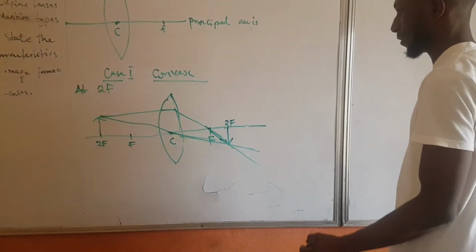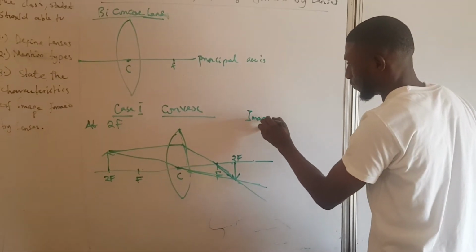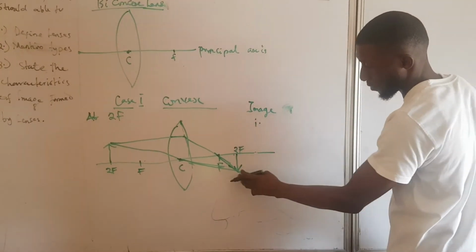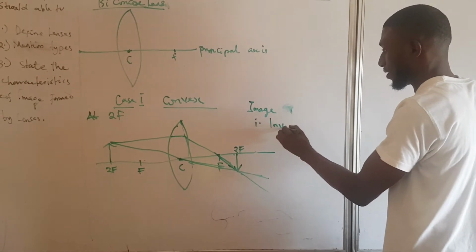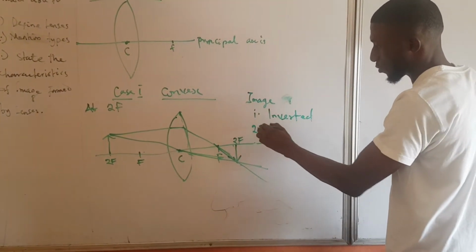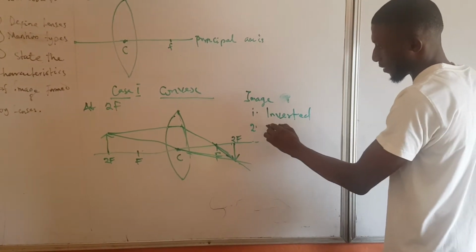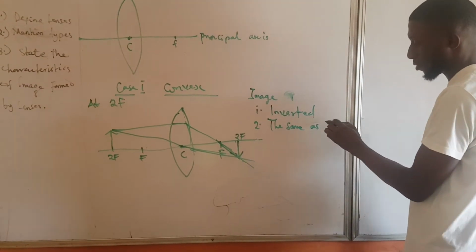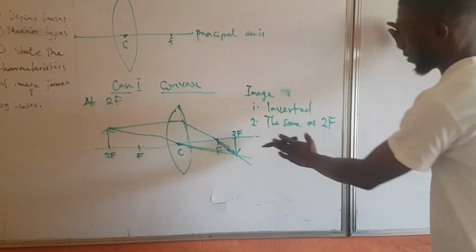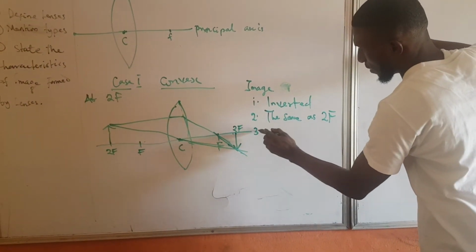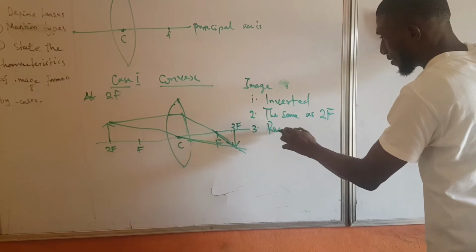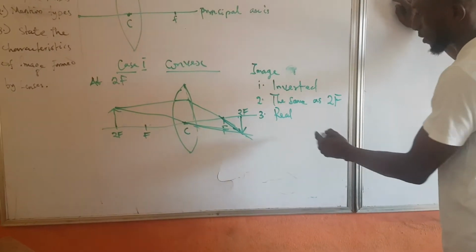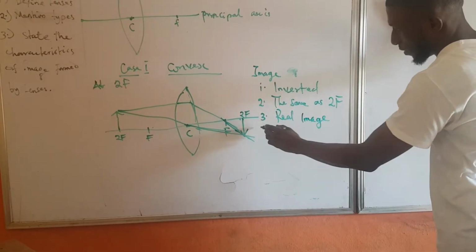Now, what are the characteristics of this image formed at 2f? One, if you look at it very well, it's turned upside down. Then it's inverted. Two, having the same height as the object. Then the third one is that any inverted image is a real image, because it is formed by the real rays coming from the object after passing through the lens. Then real image.